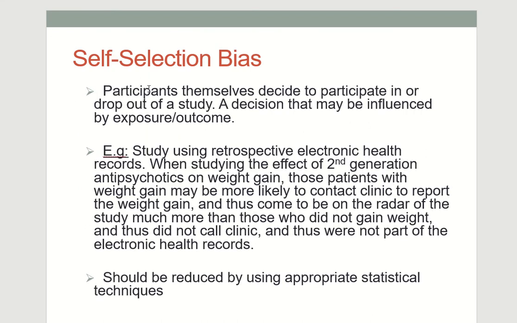So for selection bias, the first one is self-selection bias, where participants themselves decide to participate in or drop out of the study. It's a decision that may be influenced by the exposure. If you think about RCTs, I know we should not be mentioning RCTs, but anyway, one of the things that is done is the flow diagram, where you're comparing what is happening to those that participated, those that received the treatment and those that received the placebo.